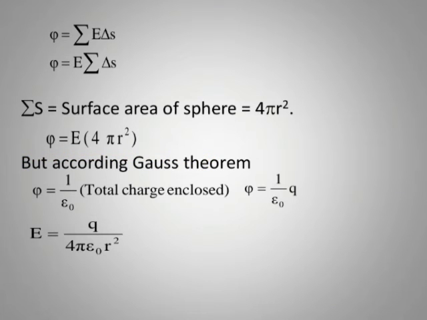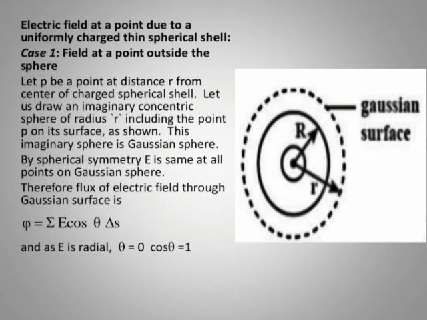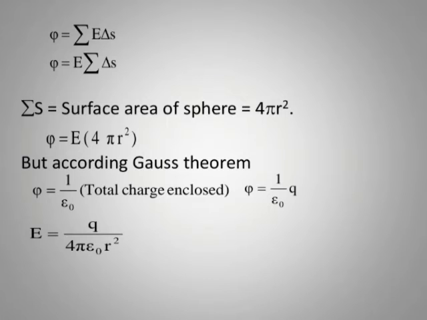Phi is equal to E into 4 pi r square. Now according to the Gauss theorem, so Gauss law, if I consider this is the Gaussian surface, what is the formula you have got? So phi is equal to 1 divided by epsilon naught, times the total charge enclosed, so you just multiply with q. So you have got phi is equal to 1 divided by epsilon naught q.